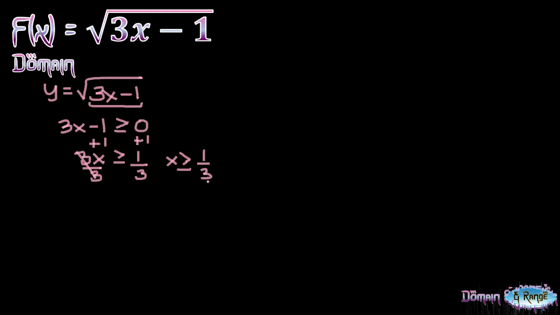This now tells us the domain, because the domain is the set of all possible values of x, and these are the possible values of x. So we simply have here the set builder form. We have x such that x is greater than or equal to 1/3. This is now our domain. We include here all possible values of x starting from 1/3 and going up.